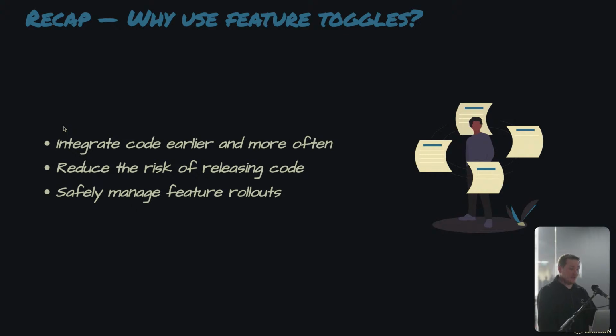We want to reduce that risk of releasing code. So we want to make releasing not scary. We want turning a feature on to be as simple as flipping a switch, and it's available. The code's been out already. And using these techniques, we can safely manage those feature rollouts of our code.